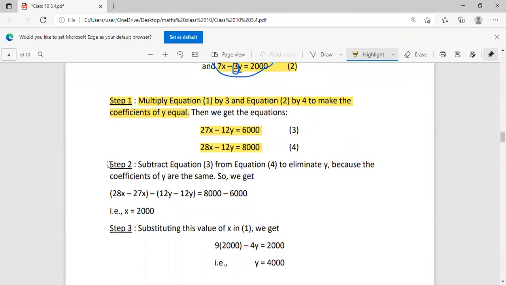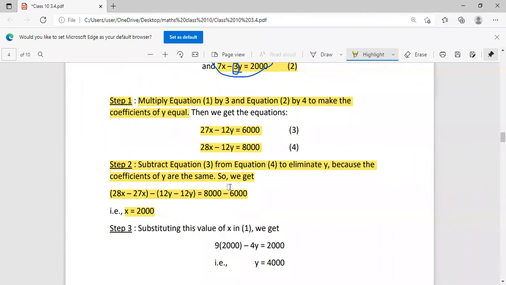Now, in our step 2, we have to subtract equation 3 from equation 4 to eliminate y. That is according to our wish. Either we can do equation 4 minus 3 or equation 3 minus 4. Either way, the answer will be the same. So we are subtracting equation 3 from equation 4 to avoid the negative sign, only for our convenience. So we get, I think you know it, I'm just skipping it, the value of x as 2000.